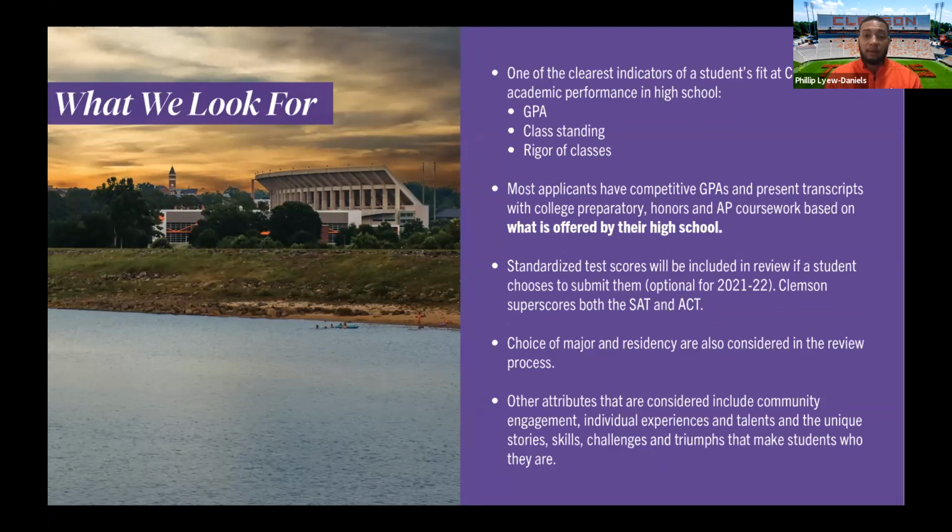So your GPA, right? Your class rank, we already talked about class rank. The rigor of your classes. So are you challenging yourself within your high school curriculum? Honors, AP, IB, dual enrollment. Are you taking that next step to try and push your educational experience forward, but also, like I said, challenging yourself? Test scores, again, we are test optional. We talked about that a little bit earlier. And then lastly, choice of major.